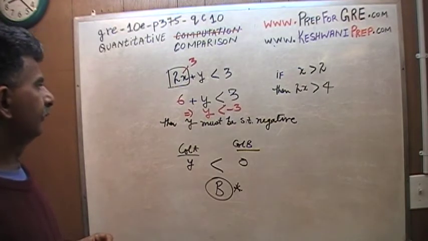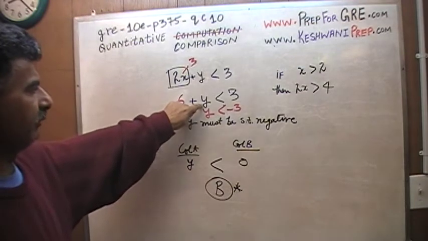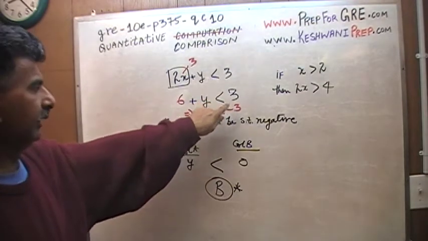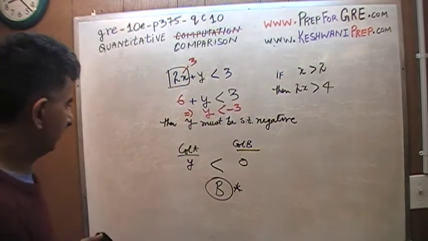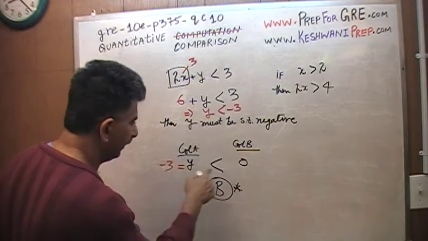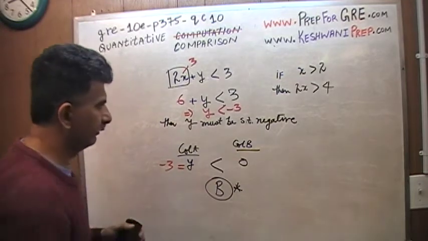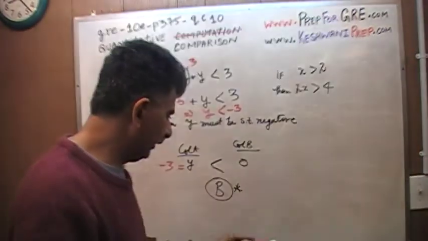That's all. Which makes sense, because if you have 6 to start out with, and by the time you add y you're less than 3, then you're taking away more than 3 from 6. So here in this instance, the y would have been negative 3, and here you have 0. Negative 3 is less than 0, you see? Same thing, no big deal.